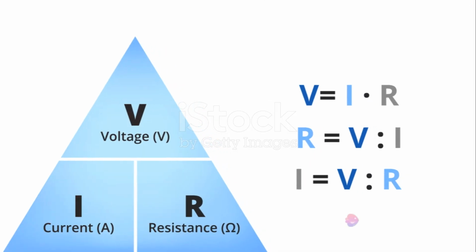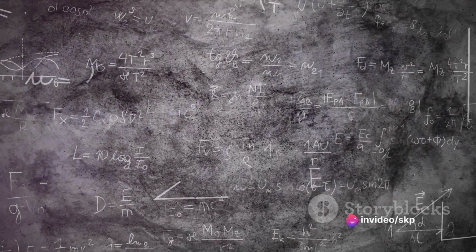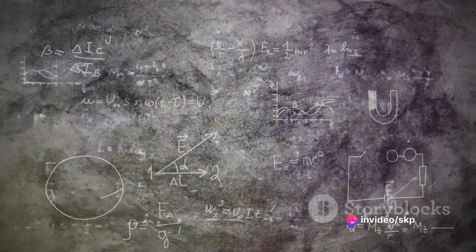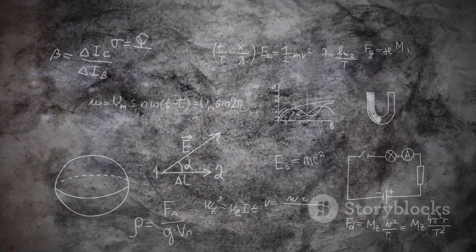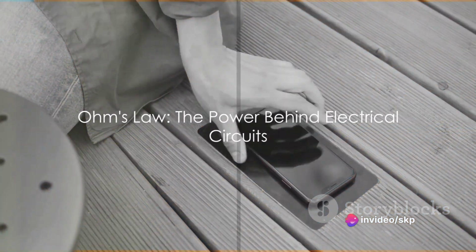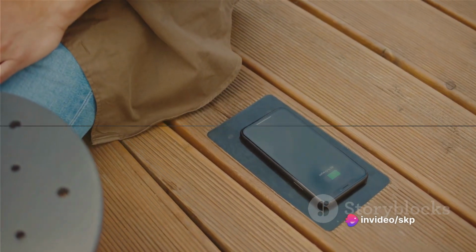It's not magic, but a set of fundamental principles that govern its functioning. Among these, one stands out for its simplicity and profound implications. It's the cornerstone of electrical engineering, a principle that connects voltage, current, and resistance. It all comes down to a simple but powerful principle known as Ohm's Law.